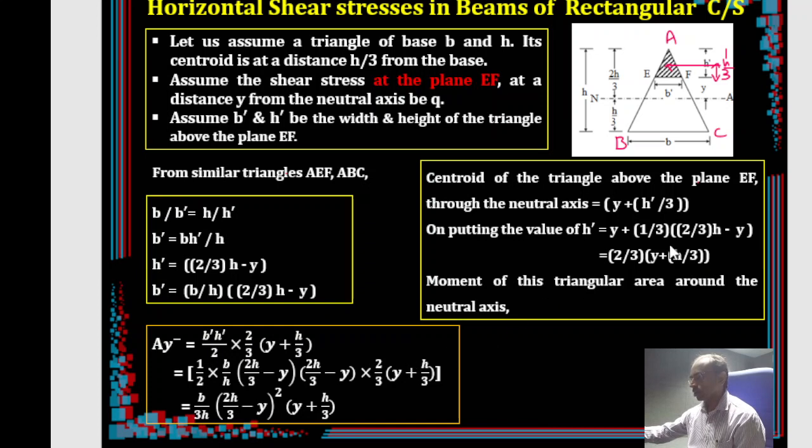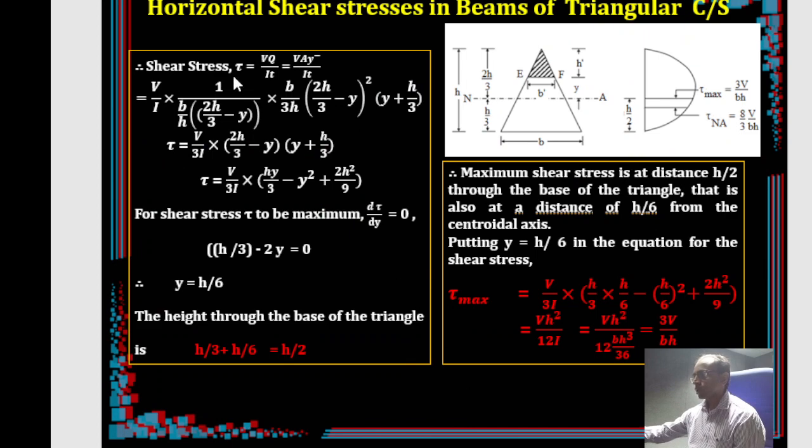So you are now equipped with all a and y bar also. Simplify that, and you will be transforming your equation into b by 3h times 2h by 3 comes here twice, right? So square of that particular term into y plus h by 3. So now you are ready, you put your y onto your basic equation. So your tau is equal to VQ by It, right? So substitute the rest of the values that we are having here.